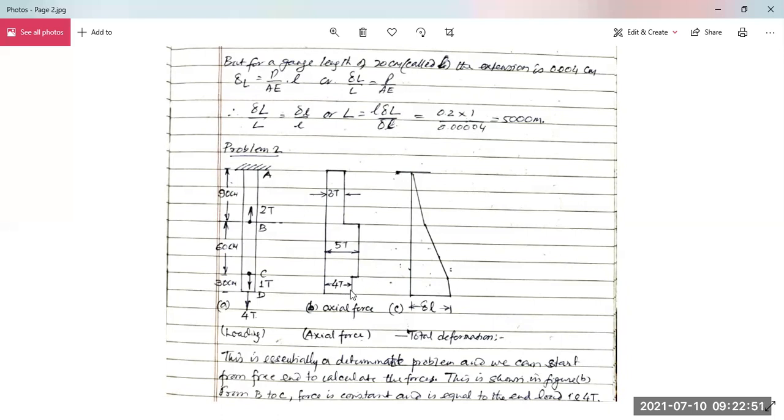We have a load equal to 4 ton at the end, acting downwards. We have another load at the point C, which is equal to 1 ton at a distance of 30 centimeter from this end, and we have another load which is acting upwards at a distance of 90 centimeter from the lower end itself.